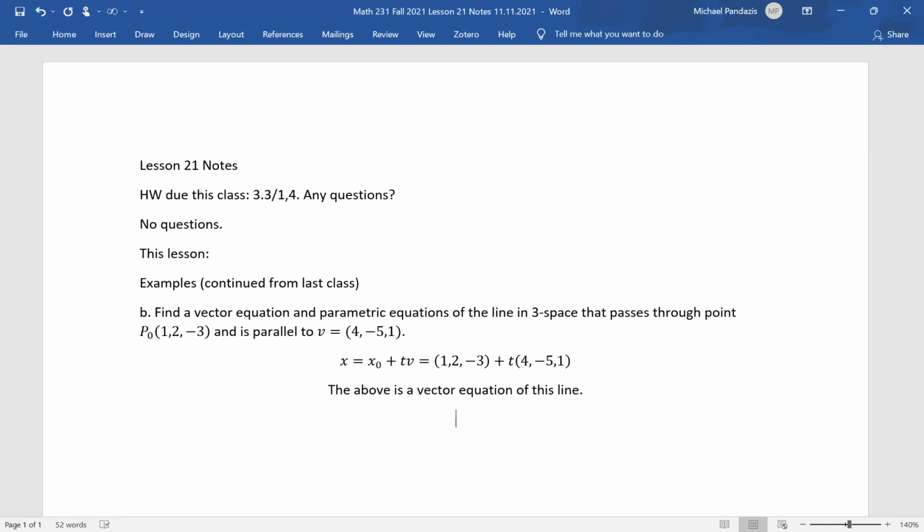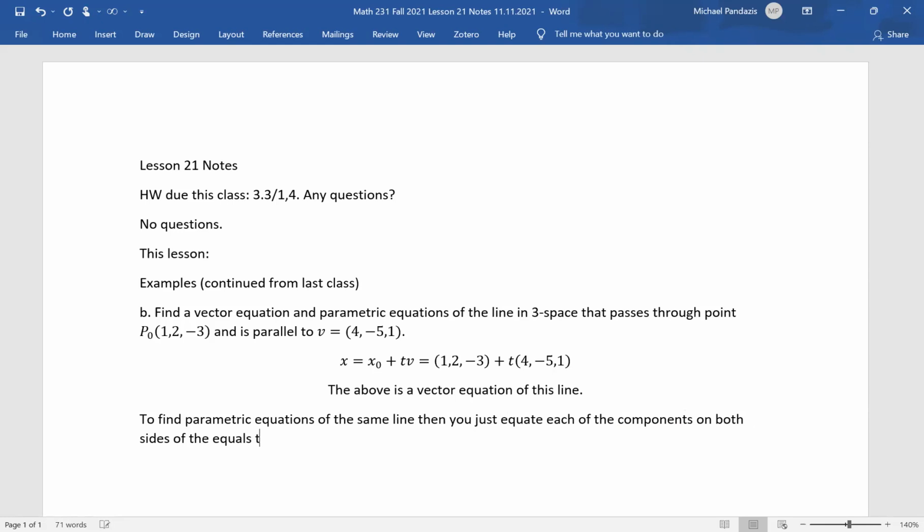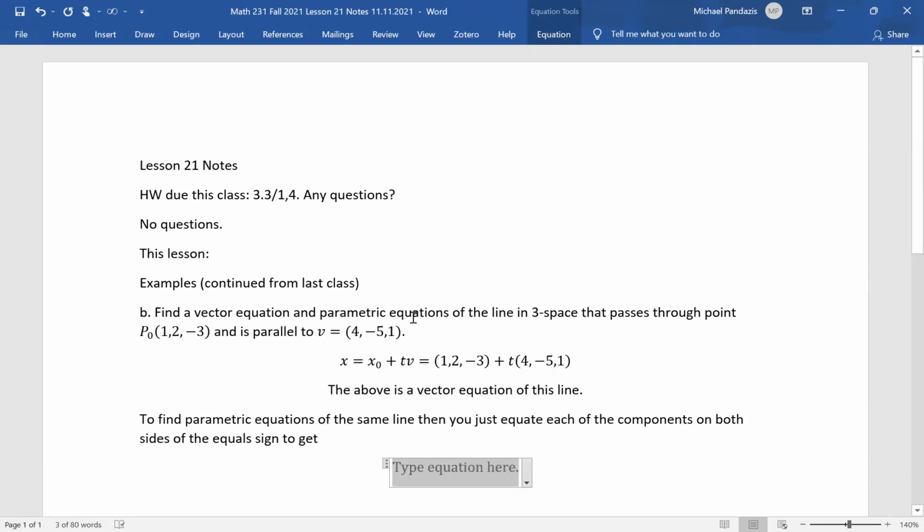Okay, now to find parametric equations of the same line, you just equate each of the components on both sides of the equal sign. What you have is that the x components are the same. So you have x as a point, x as a point is equal to x, y, z, which is equal to this.